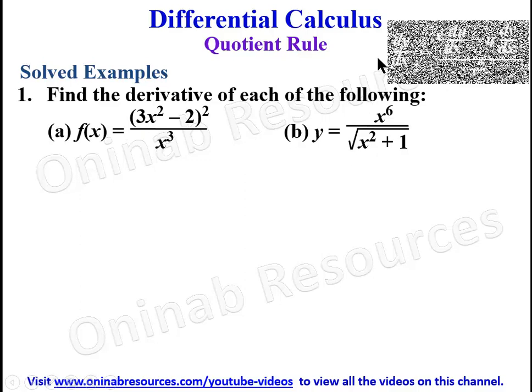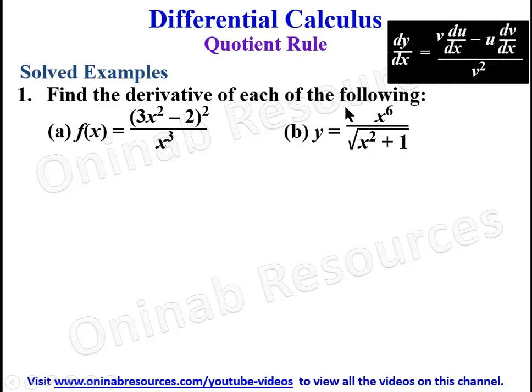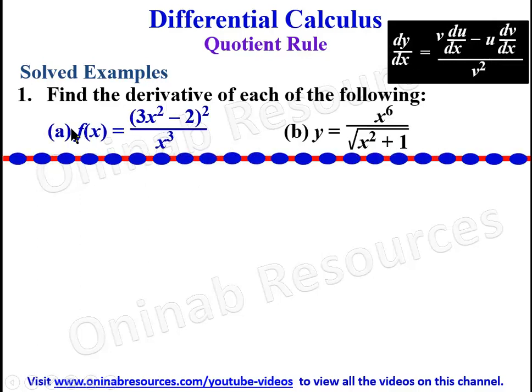So we bring in the quotient rule so that we will now start the solution of the problem from A. From here we can label this as u over v, where the numerator is u and the denominator is v. So from here we find du/dx.